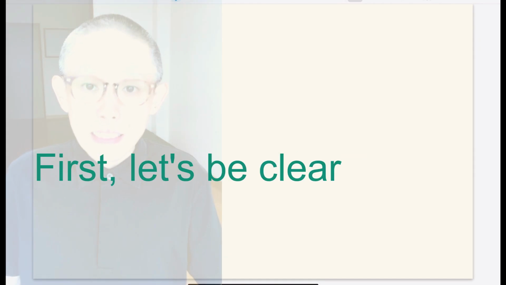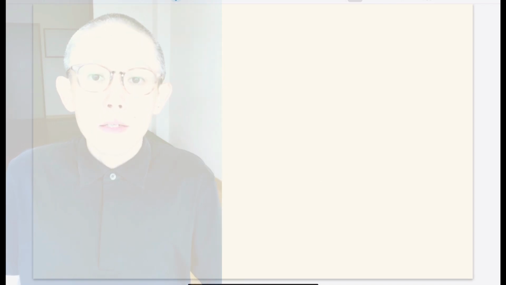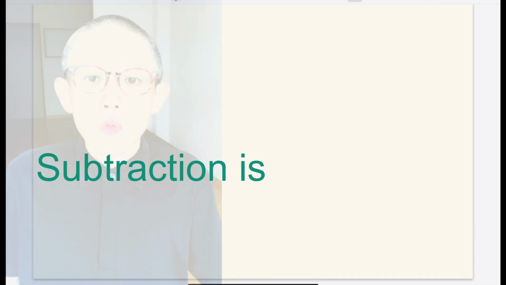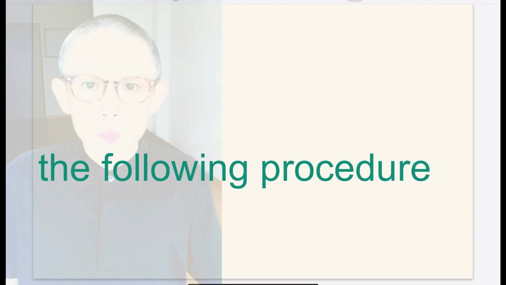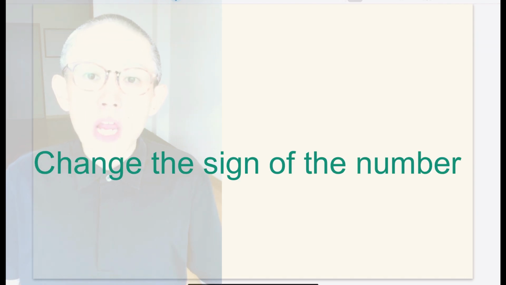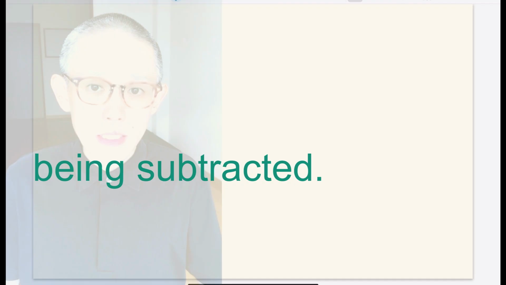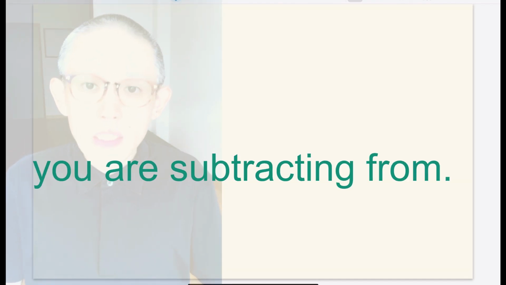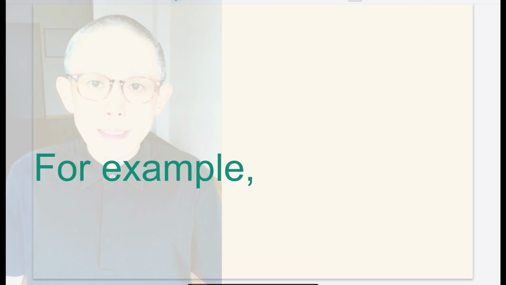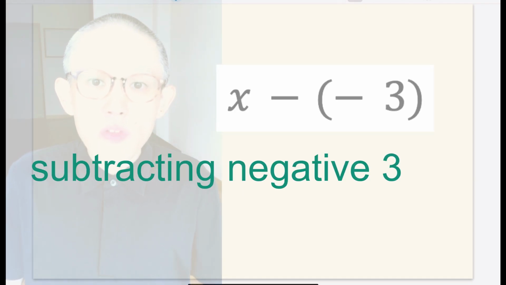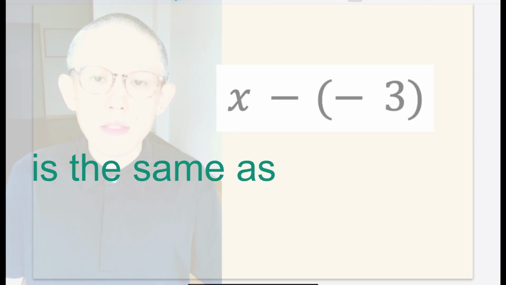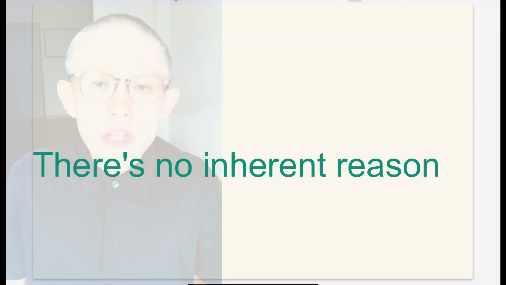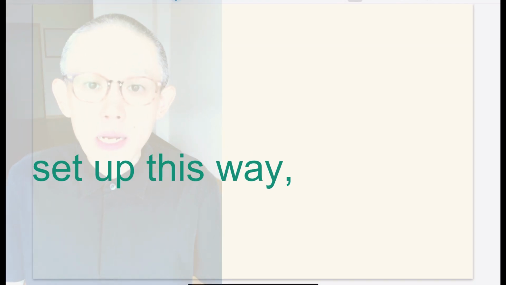First, let's be clear about the rules of subtraction. In other words, what is the definition of subtraction? Subtraction is the following procedure. Step 1. Change the sign of the number being subtracted. Step 2. Add it to the number you are subtracting from. For example, subtracting negative 3 from x is the same as adding positive 3 to x. There's no inherent reason why the rule is set up this way.